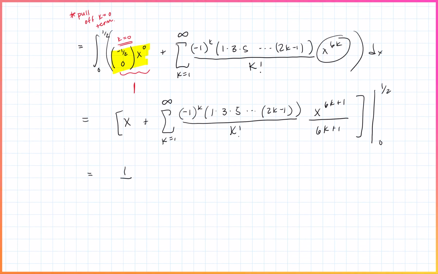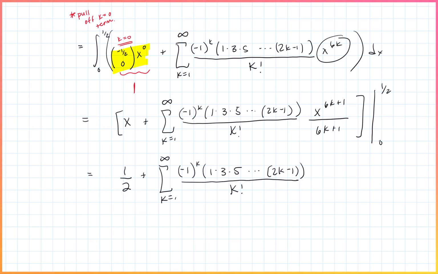So of course we have 1 half plus the power series from k equals 1 to infinity of negative 1 to the k, times 1 times 3 times 5. It's almost a factorial, but it is not. I cannot express this as a factorial because we're going up by 2's each time, not by 1's like we do in a factorial. All over k factorial. In the bottom, I'm also going to put the 6k plus 1, and then we plug in 1 half to the 6k plus 1.